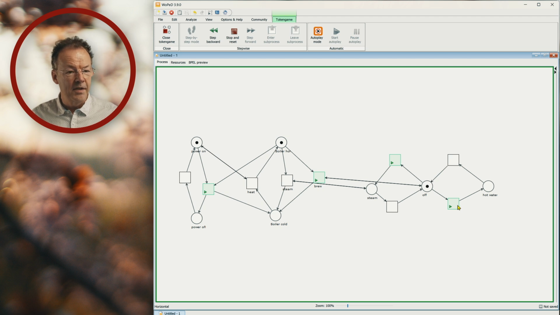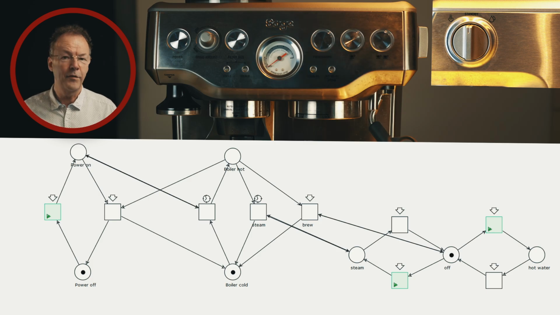And the same is true if we produce hot water. Hot water is coming out. We cannot brew coffee while hot water is running, so we have to turn it back to off before we can brew coffee. And then the machine will eventually be hot again. And at the end, we can turn it off. So that's our model. Let's now verify if this model does what we have observed with our machine.